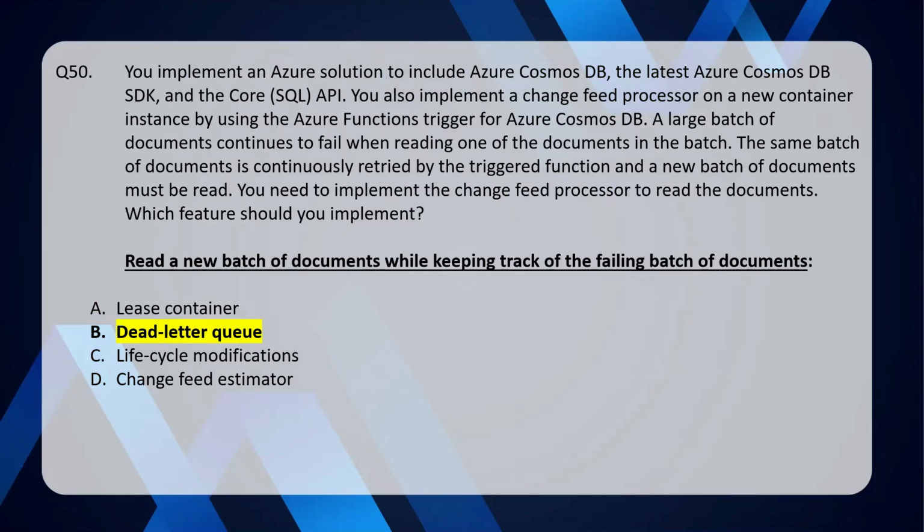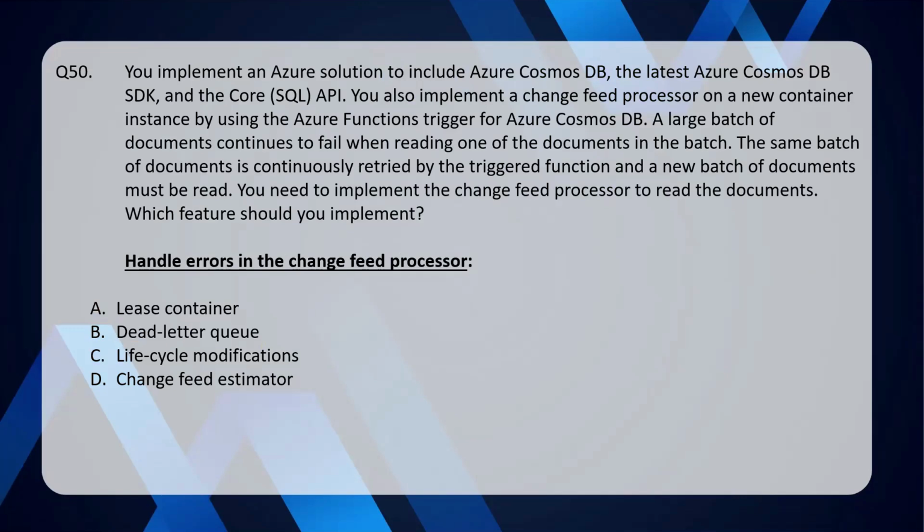And change feed estimator is a feature or API that measures how many items are left to process in the change feed. Now, the next part of the question is talking about what feature should you use to handle errors in the change feed processor. Again, you have the same four options. Now, when you want to manage processing errors like retries, cleanup, special processing, you will still use a dead letter queue pattern. This way, you send failed documents to a dead letter container or queue for later inspection instead of retrying infinitely. Now, friends, lifecycle modifications refer to handling time to live and item deletion in Cosmos DB to manage document lifecycle automatically.